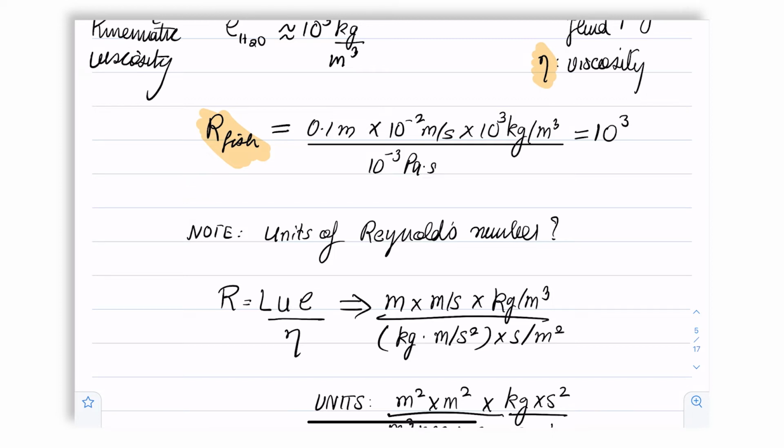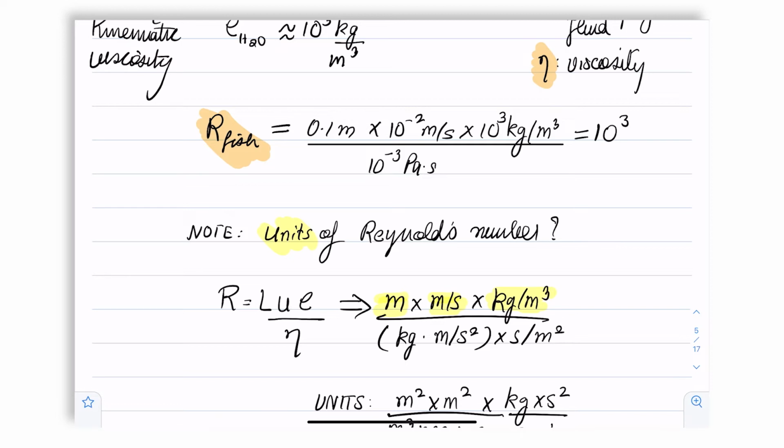So let's try to calculate this. We substitute units for L, which is meter, for velocity, which is meters per second, all in SI units. Density is kg per meter cube. Eta is viscosity, which is Pascal second, which is Newton per meter square into second, where Newton itself is mass into acceleration, so it is kg meters per second square.